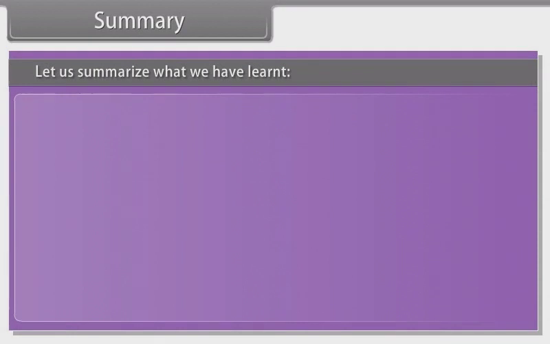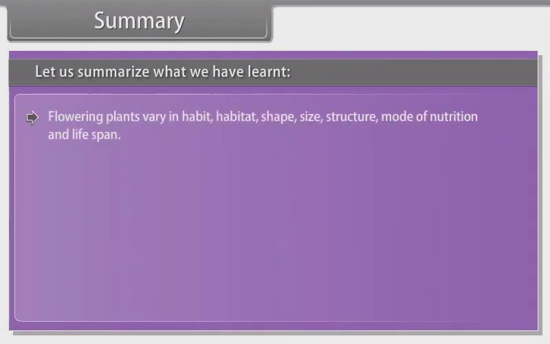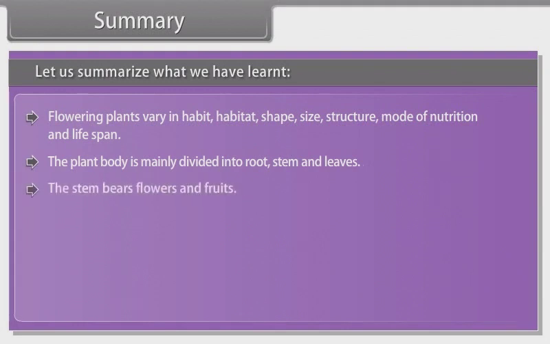Summary. Let us summarize what we have learned. Flowering plants vary in habit, habitat, shape, size, structure, mode of nutrition, and lifespan. The plant body is mainly divided into root, stem, and leaves. The stem bears flowers and fruits. The stem is the aerial part and root is the underground part of a plant.